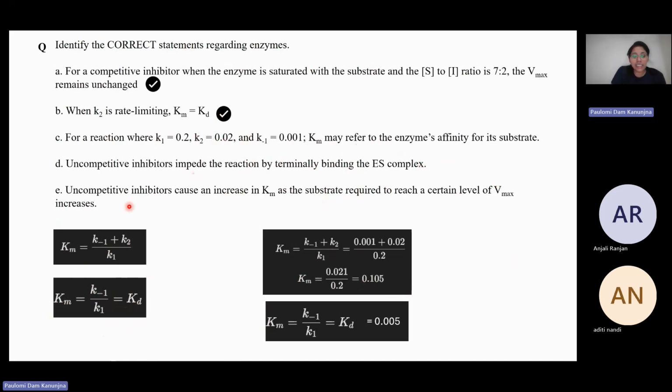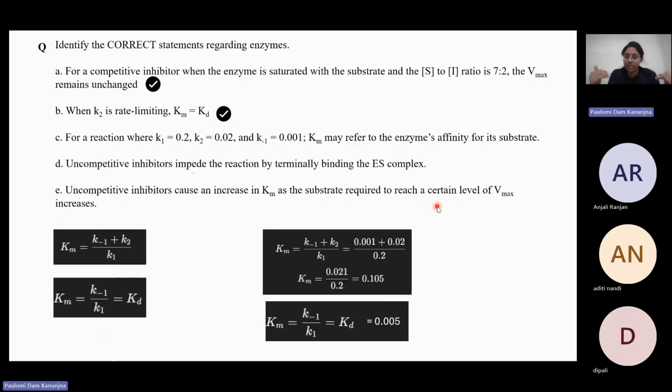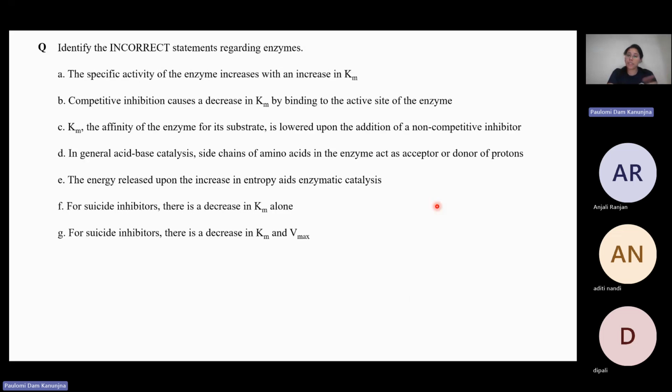Okay. Next, uncompetitive inhibitors cause an increase in Km as the substrate required to reach a certain level of Vmax increases. And we know that this is not the case because in this, Km and Vmax both decrease. And you people got that correct. So the terminal point made sense. Terminally basically means binding irreversibly, so there is no chance for you to come back to your original state.